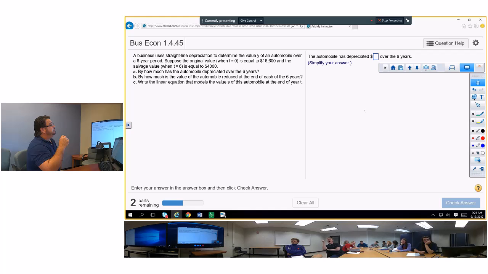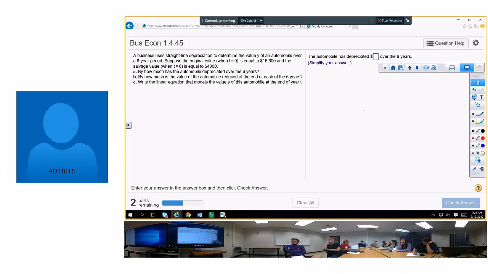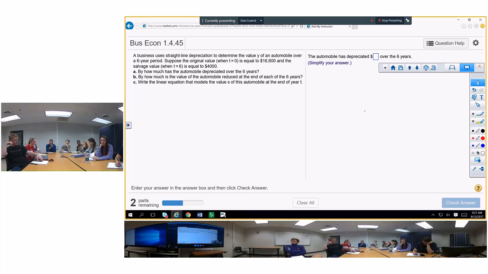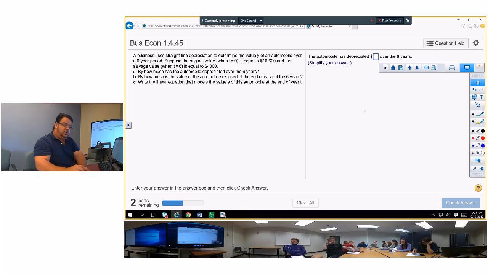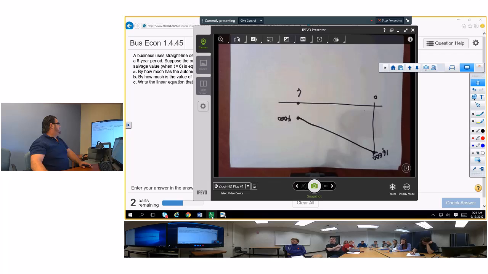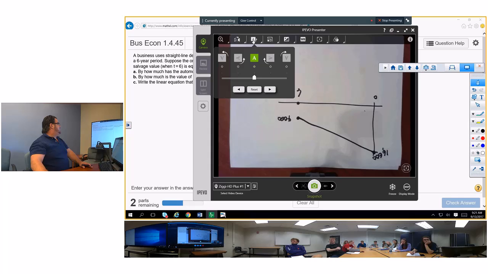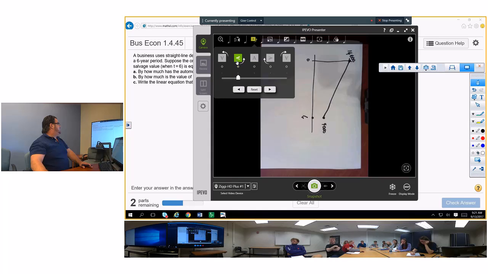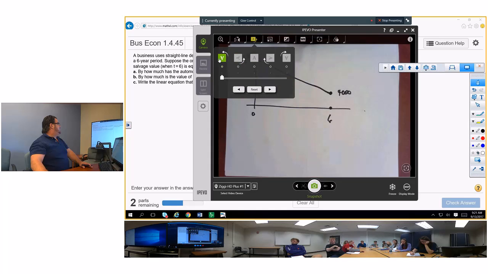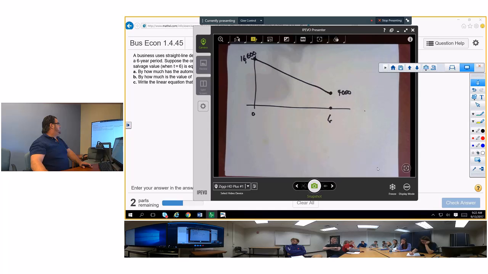16,600. And then at 6 years, we got it being 4,000. 12.6. So you got a line that looks like that. So there it is. So find the slope of that line.